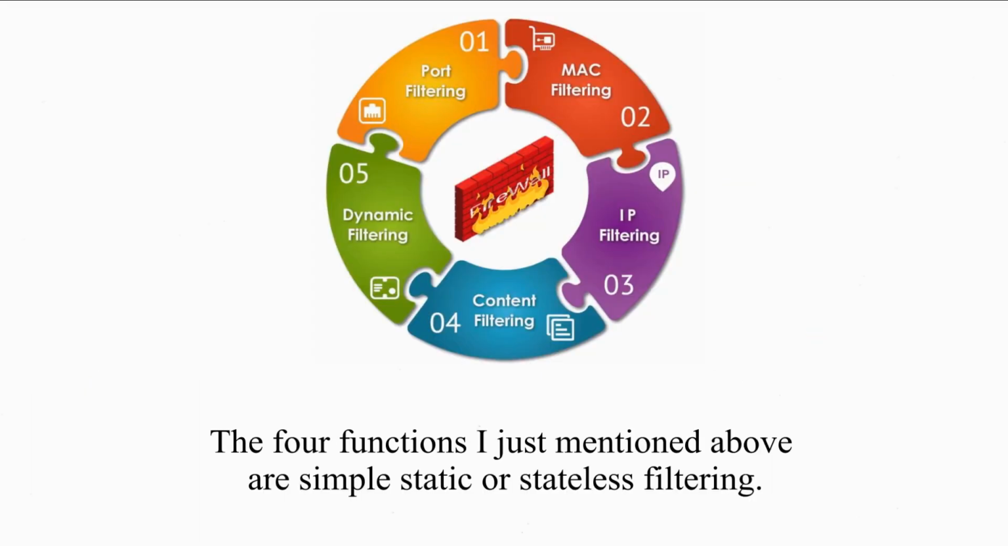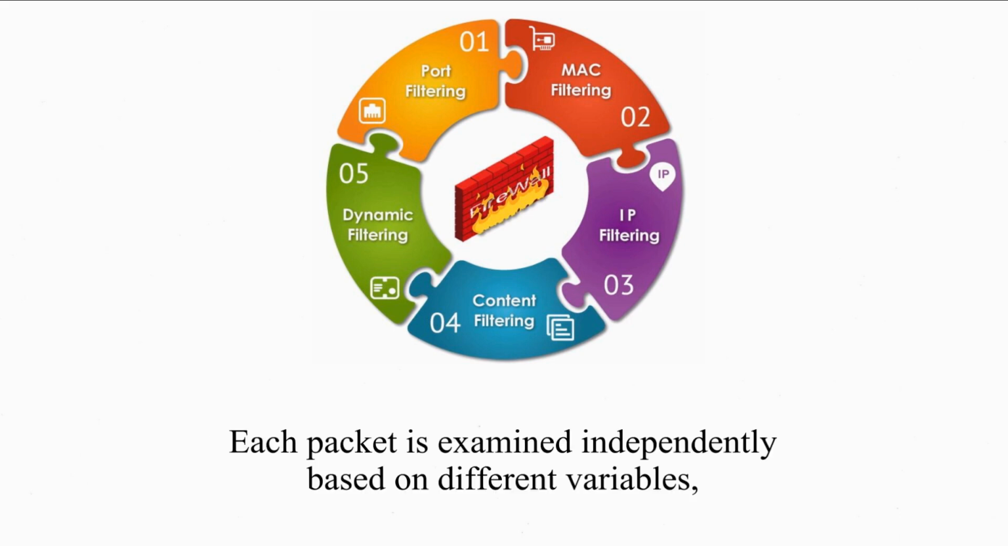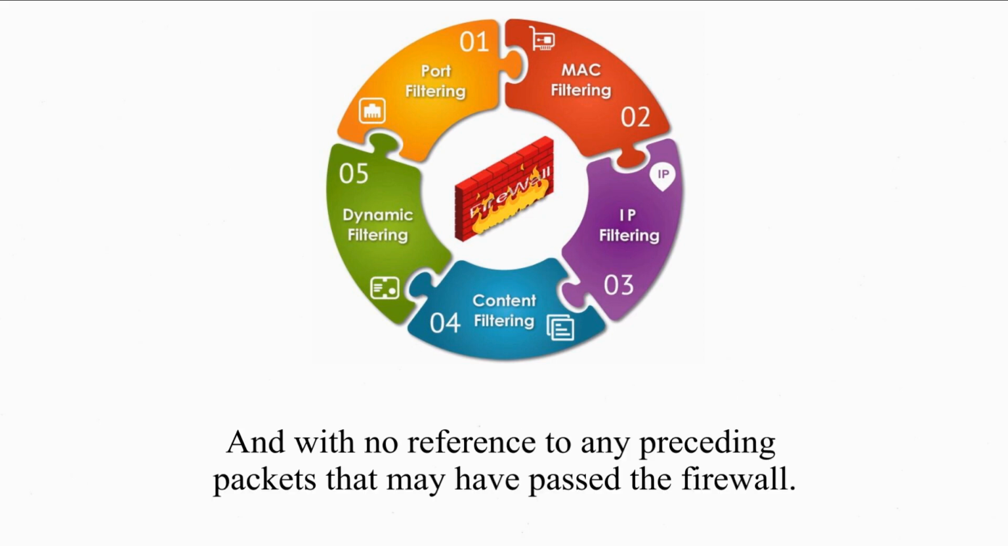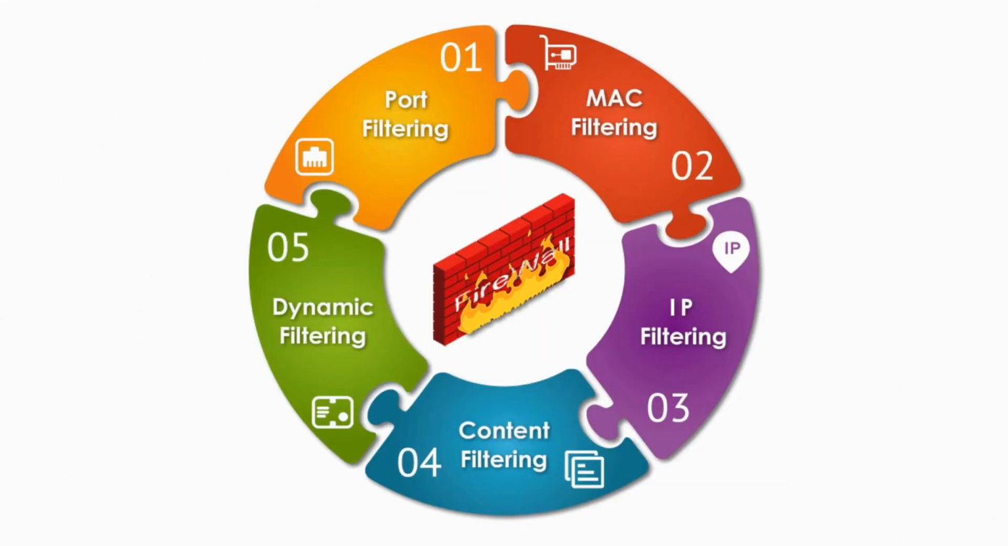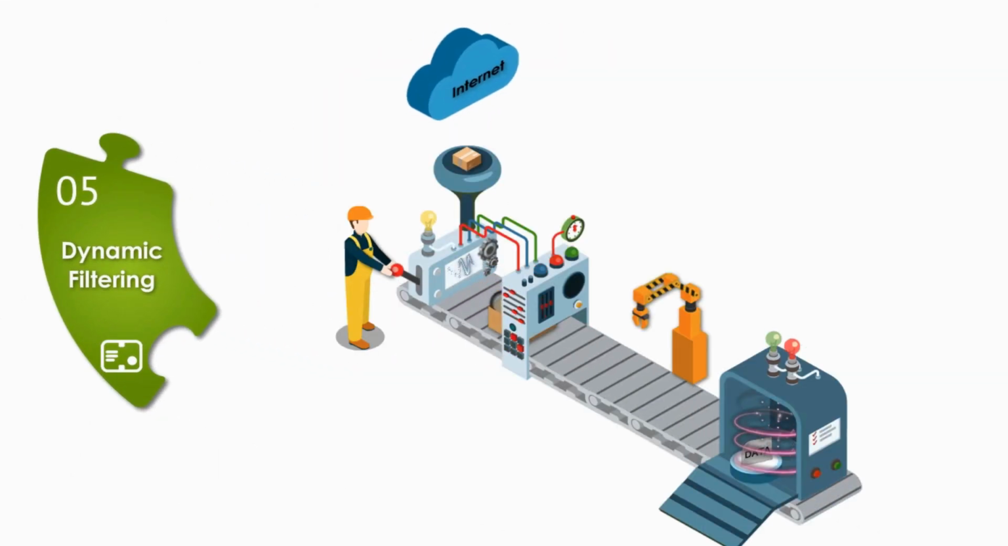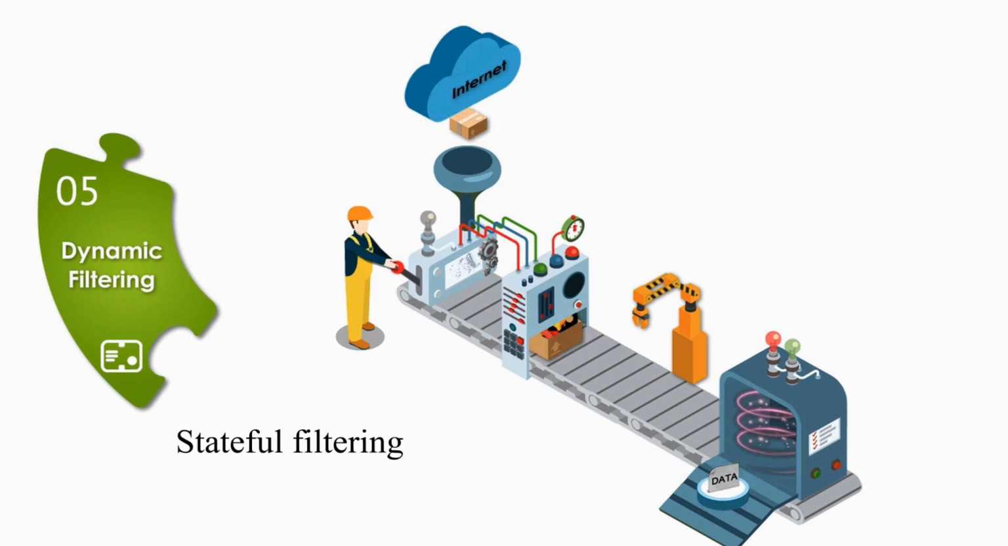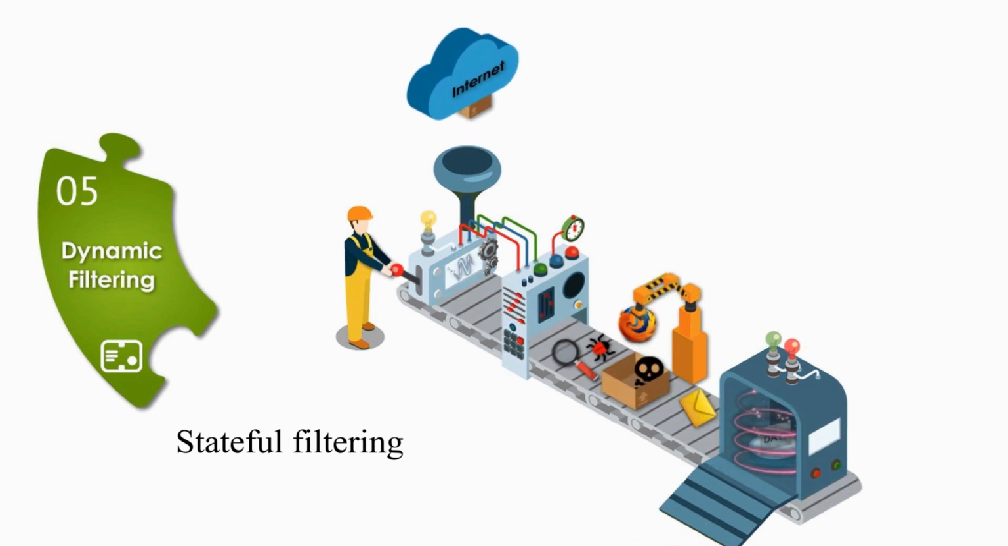The four functions I just mentioned above are simple static or stateless filtering. Each packet is examined independently based on different variables and with no reference to any preceding packets that may have passed the firewall. The last function I'm going to talk about is dynamic filtering, or some people call it stateful filtering. Dynamic or stateful filtering is the most comprehensive inspection.